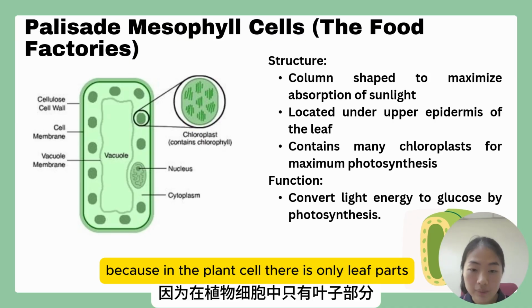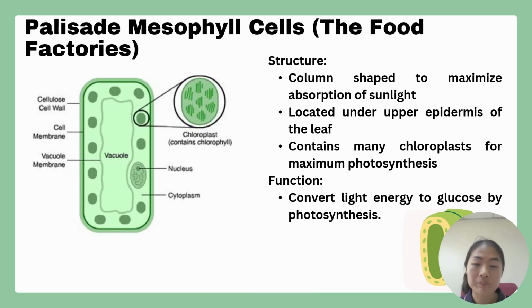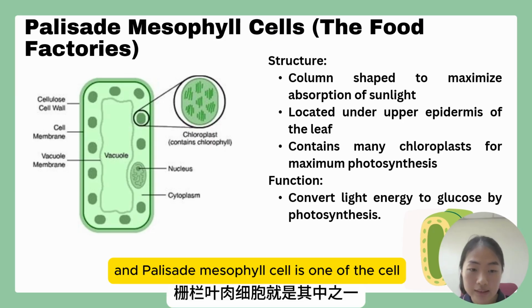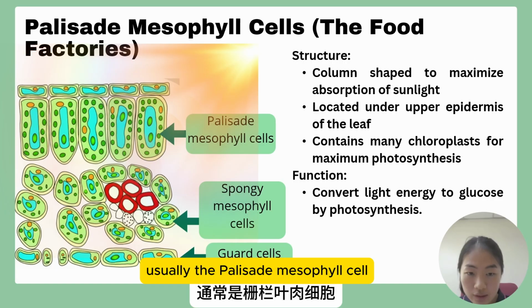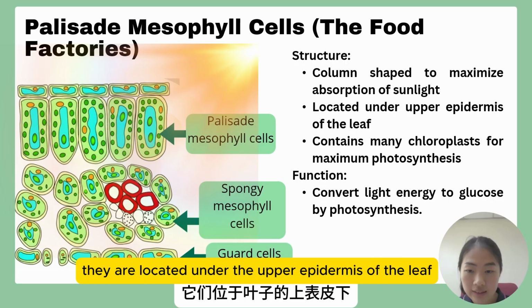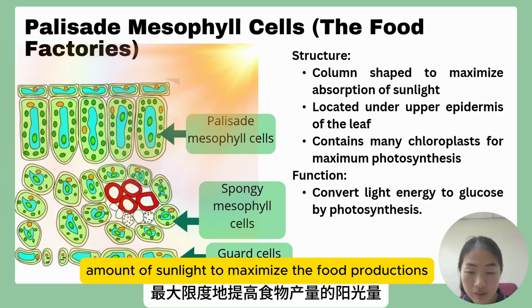Because in the plant, only the leaf parts contain chloroplast. And the palisade mesophyll cell is one of the cells which contain chloroplast. Usually the palisade mesophyll cells are located under the upper epidermis of the leaf. This is to allow them to absorb the maximum amount of sunlight to maximize food production.